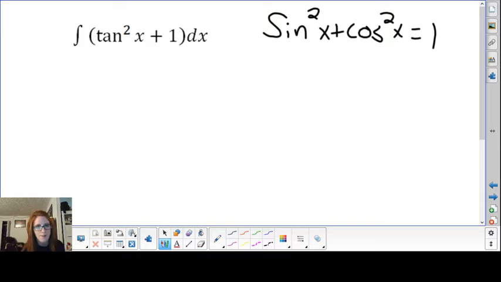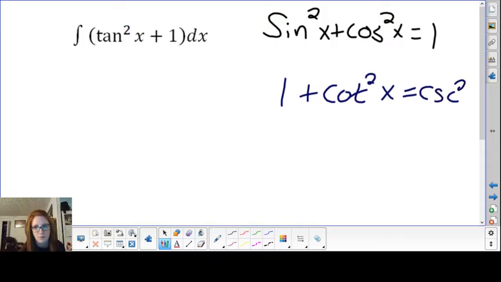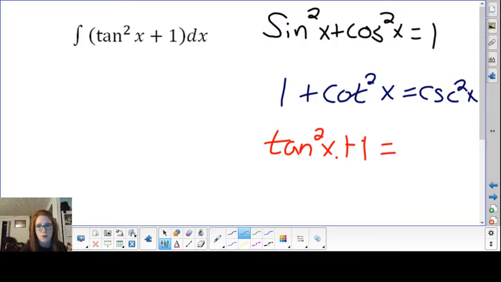The other two get created by dividing by either sine squared or cosine squared. So if I divide by sine squared, sine squared over sine squared turns into 1. Cosine over sine is cotangent. 1 over sine is cosecant. If I divide the top by cosine, sine over cosine is tangent. Cosine over cosine is 1. 1 over cosine is secant.